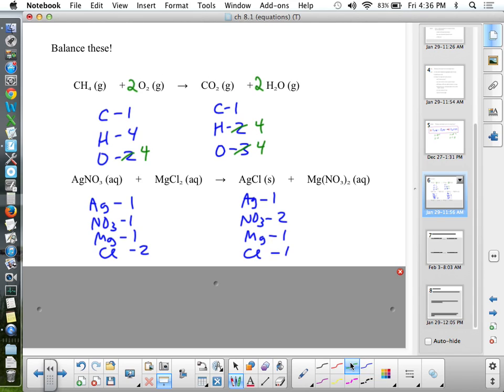To get 2 nitrates on the reactant side, I'm going to put a coefficient of 2 in front of the AgNO3. That's going to give me 2 nitrates and 2 silvers. So now nitrate is balanced and magnesium is balanced, but silver and chlorine are not. That looks easy enough. All I have to do is put a 2 in front of the silver chloride on the product side, giving me 2 silvers on the product side and 2 chlorines, and now it looks like everything is balanced.